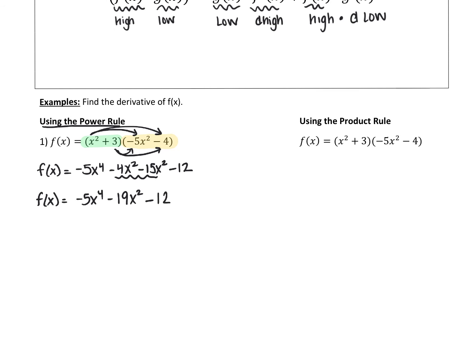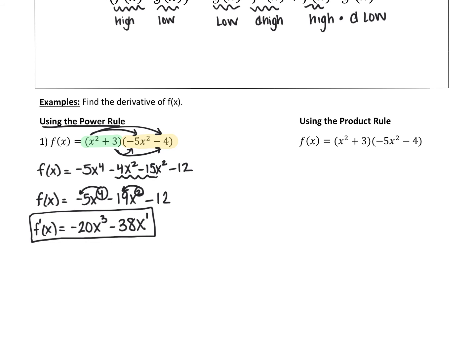Now that we have our simplified f of x in polynomial form, we can simply use the power rule. Take the 4 multiplied in front. So f prime of x now is negative 20x, decrease the power by 1. Take the 2, multiply it by the 19, so negative 38. Drop the power down by 1, 2 goes down to 1. And the derivative of a constant, 12, is 0. So this would be my derivative.